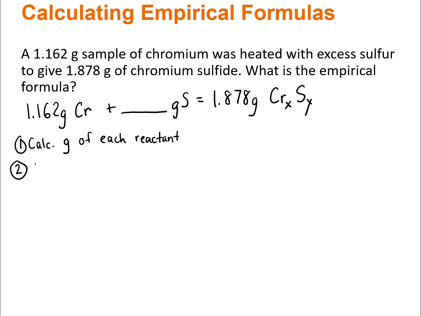So once we calculate the grams, we calculate the moles. We can simply subtract to figure out how much sulfur was added to this chromium to make our product. When you do that subtraction, you get 0.716 grams. So all we're doing is figuring out how much sulfur reacted with the chromium. Are we okay so far?